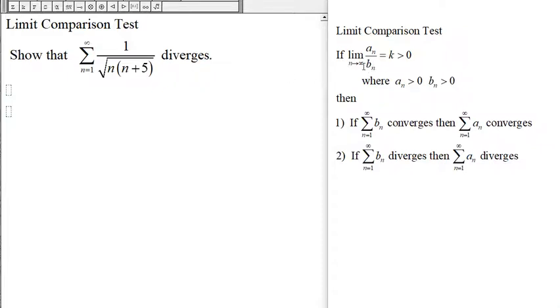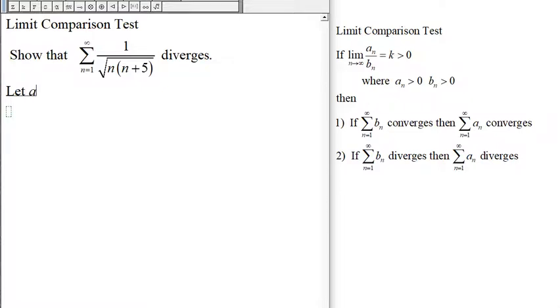First, we need to come up with the series b sub n, and then show that the limit of a sub n divided by b sub n is equal to a positive finite number. And then the second thing is we have to show that the series b sub n diverges. Then we can claim that the given series diverges.